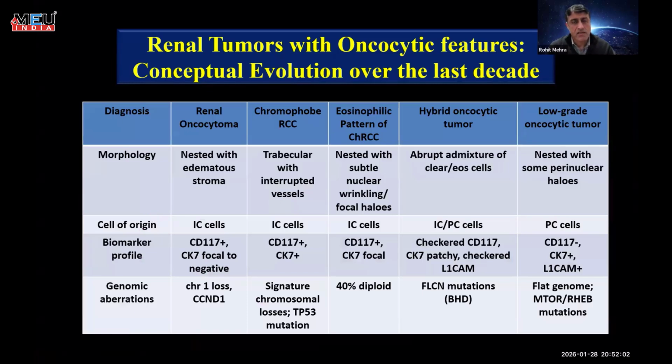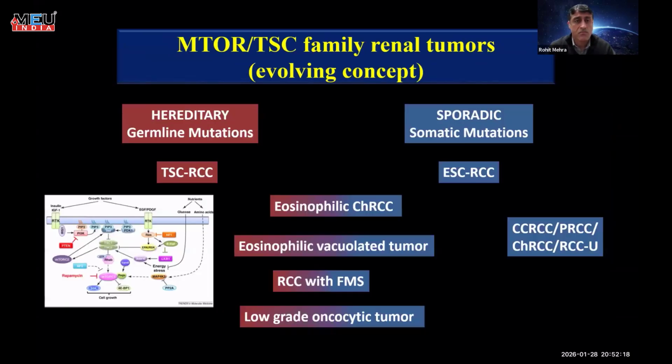This is my current understanding of the majority of renal tumors with eosinophilic or oncocytic features, including the morphologic features. We can see what are the possible or putative cell of origin, what is the biomarker profile, and the underlying genomic aberrations. I hope all of you will find this helpful.